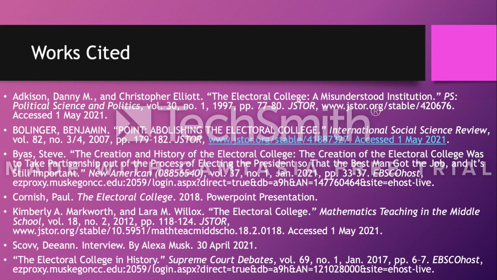There were many academic sources that were helpful in the creation of this project. The article called "The Electoral College, a Misunderstood Institution" by Danny Atkinson was helpful in understanding the selection of electors and the winner-take-all system. The article called "Abolishing the Electoral College" helped give me information on the many critiques of the Electoral College. The article by Steve Bias called "The Creation and the History of the Electoral College" was helpful in finding background knowledge and the history of the Electoral College.